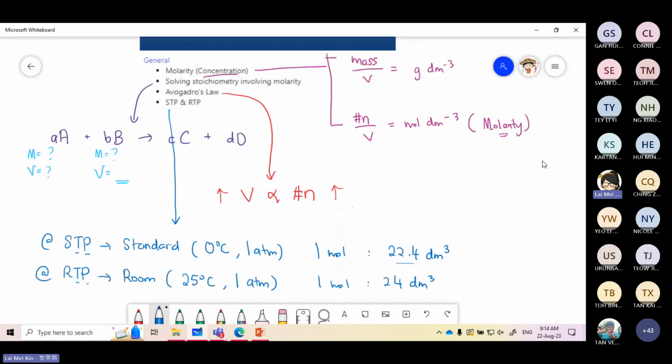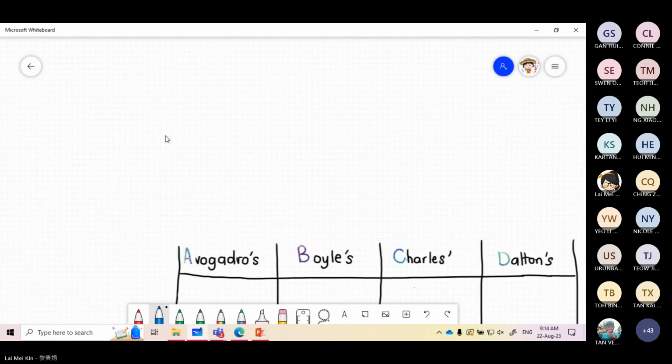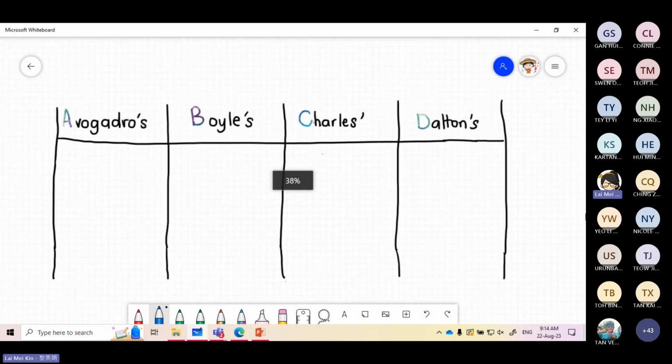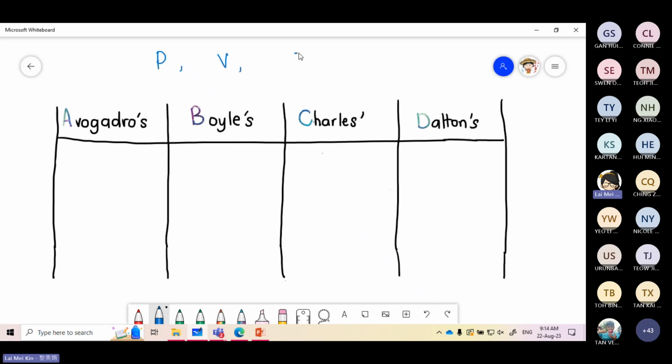I would like to use the whiteboard. All right, let me simplify the laws that we have here on the whiteboard. Give me the 4 factors that affect the gases. Pressure, volume, temperature, number of mole.